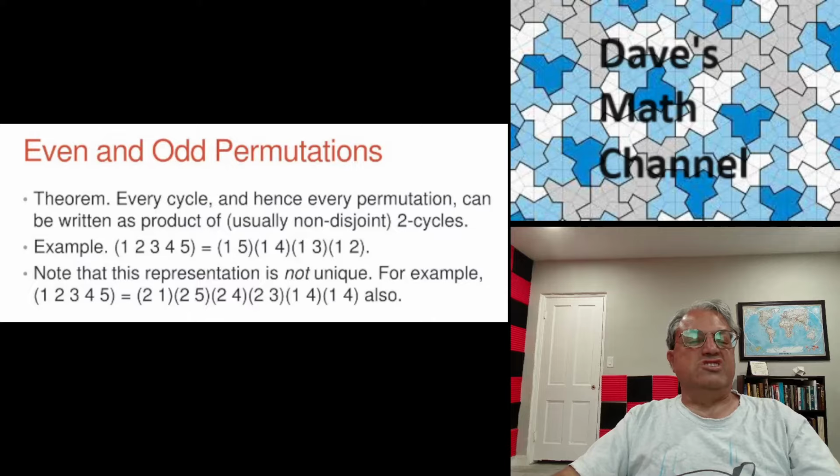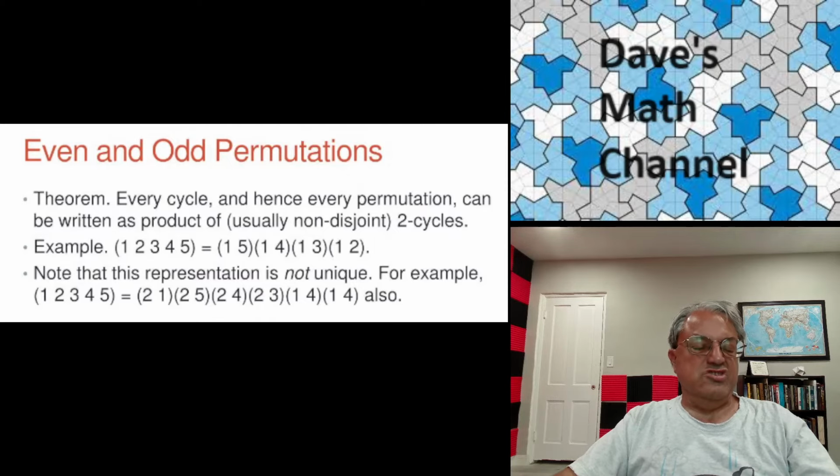Anyway, so that's permutations. That's how they're group structured. But now there's another thing I have to talk about regarding permutations. That's even and odd permutations. It turns out you can divide every permutation of any finite set into what are called even and odd permutations. What does that mean? Well, it turns out that every permutation can be represented as a product of two-cycles. Two-cycles are also called transpositions. They're just cycles of length 2.